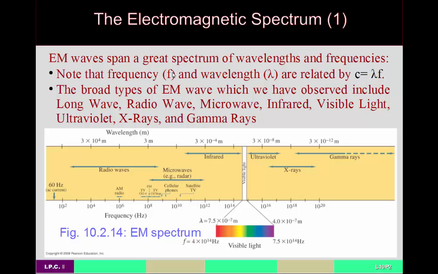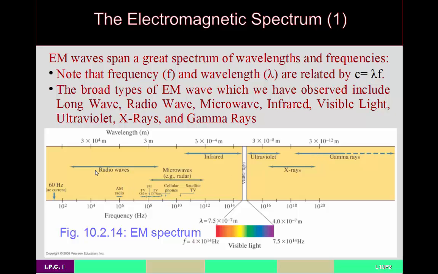And I should say here that the frequency and the wavelength are related, as with any other waves, by c equals lambda times f. And what I'm showing here is a standard chart showing the electromagnetic spectrum. This is the frequency, this is the wavelength. These are in hertz, that's cycles per second. These are in meters.